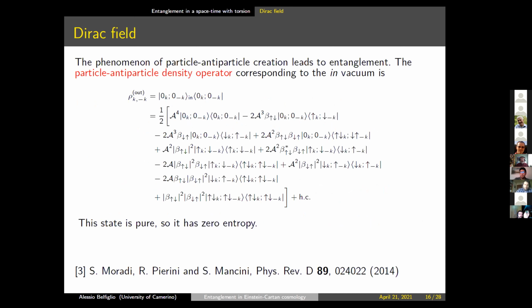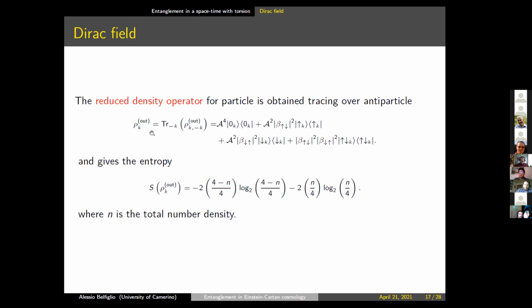One has to write the in vacuum in terms of the out states, and in general it has this form. It is a complicated form, since we are considering explicitly the spin of particles here. And in order to study entanglement, one has to consider the reduced density operator. So one has to take the partial trace over particles or antiparticles. Here we have taken the trace over antiparticles, and this is the generic expression for the reduced density operator, from which we can compute the von Neumann entropy.